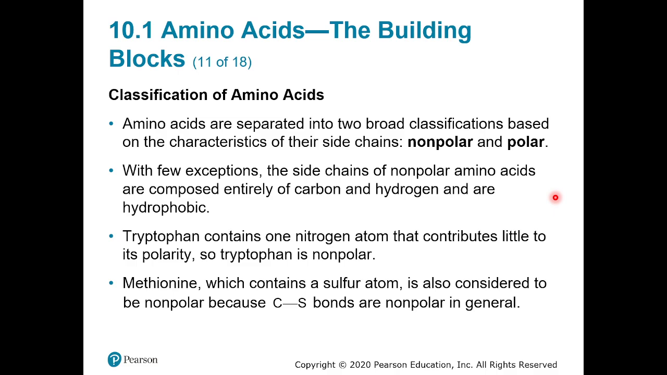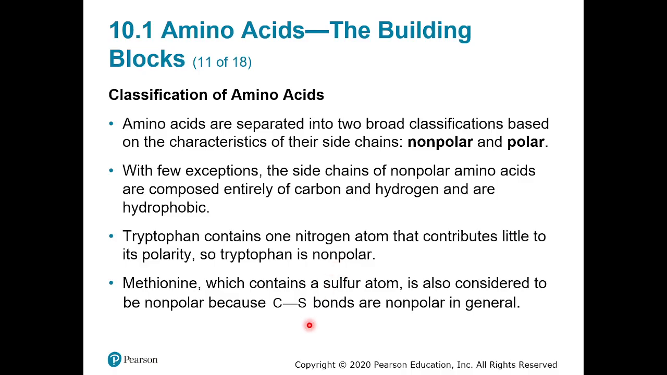So this is the classification of amino acids. Amino acids are going to be separated into two broad classifications again, based on their side chains: nonpolar and polar. There are a few exceptions for the side chains of nonpolar amino acids. These are going to be composed entirely of carbon and hydrogen, and they'll typically be hydrophobic. Now keep in mind, there are a couple of exceptions. Not every single one is entirely just a hydrocarbon. Okay? Tryptophan is going to contain one nitrogen atom. This does contribute some polarity to it, but it's so much more nonpolar in its structure that overall it ends up being nonpolar.